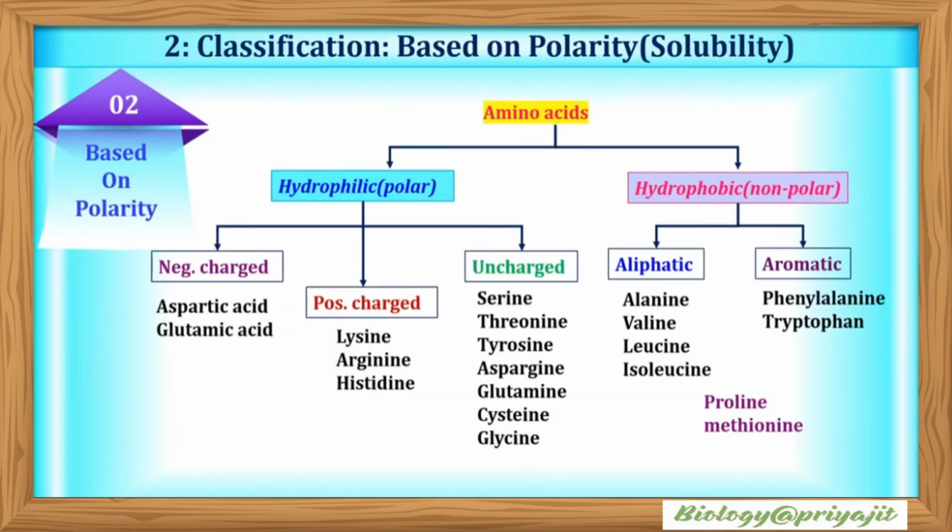Classification based on polarity. Amino acids can be hydrophobic, that is non-polar. The non-polar aliphatic ones are alanine, valine, leucine, isoleucine, proline, methionine, and the aromatic ones are phenylalanine and tryptophan. Hydrophilic polar can be negatively charged, positively charged, or uncharged. Hydrophilic polar uncharged amino acids are serine, threonine, tyrosine, asparagine, glutamine, cysteine, glycine. Hydrophilic polar positively charged are lysine, arginine, and histidine, and negatively charged are aspartic acid and glutamic acid.